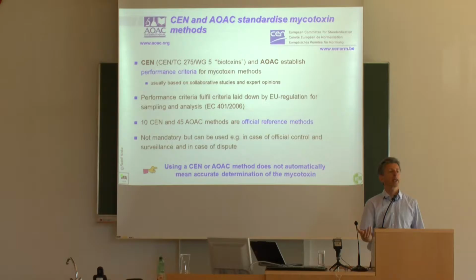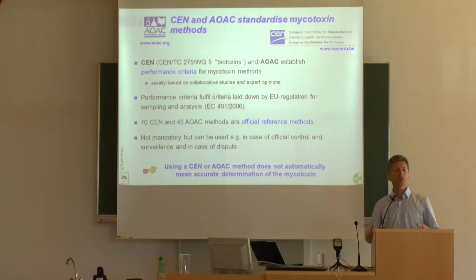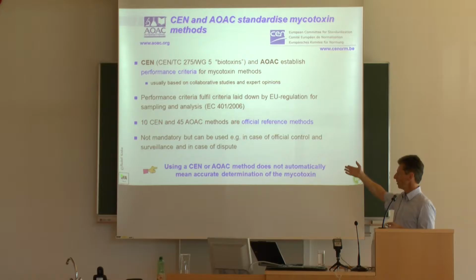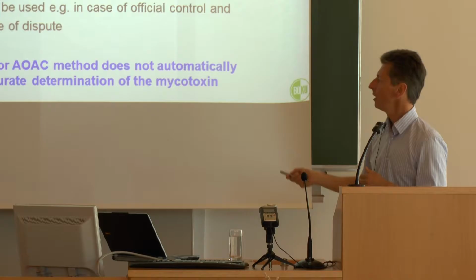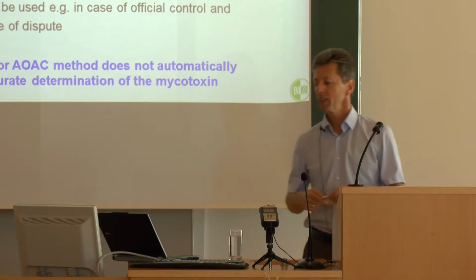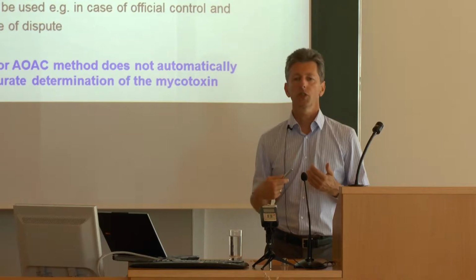It may end up at court, and at court they say, well, isn't there any official method? Let's assume that there is an official method for aflatoxin B1, for sure, yes. Then an official control lab will be asked to perform the analysis also with the official reference methodology, and this will be used to solve this dispute. However, using a CEN or an AOAC method does not automatically mean that your lab is accurately determining mycotoxins at a high level of trueness, because that shall not be mixed up with validation.